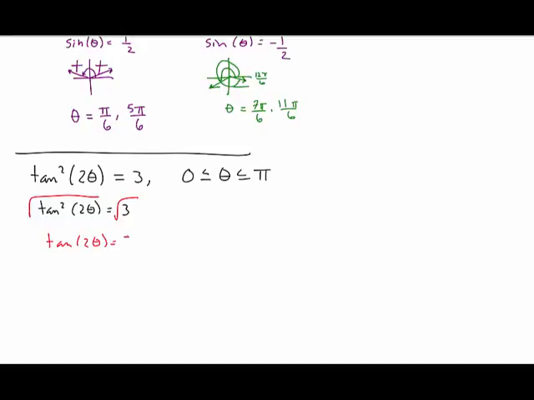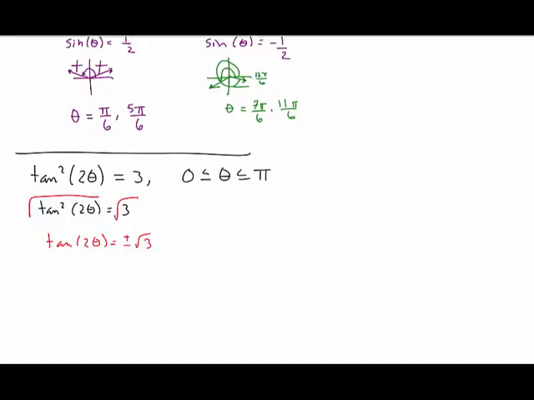Now over here on the right hand side, I'll have plus or minus the square root of 3. Now the reason we have the 2 roots there, remember, that goes back from squaring root 3 will get me to 3, and squaring negative root 3 will also get me to 3. So tangent 2 theta equals plus or minus root 3.